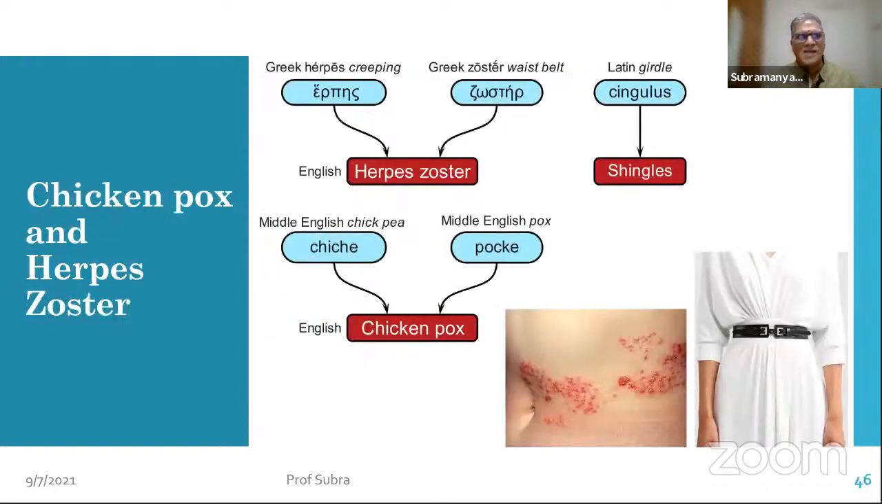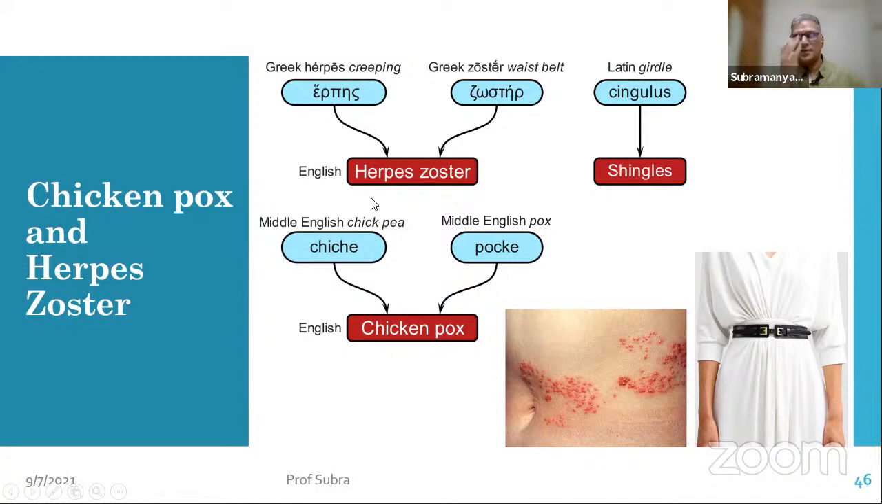A nice example of these similes and metaphors is chickenpox and herpes zoster. Chickenpox is not called chickenpox because of any relation to chickens. It is because of the resemblance of the lesions to chickpea. That's the reason why it is called chickenpox. Of course, pox comes from the Middle English word pox, and "chick" is for chickpea. So that is how the term chickenpox arose.